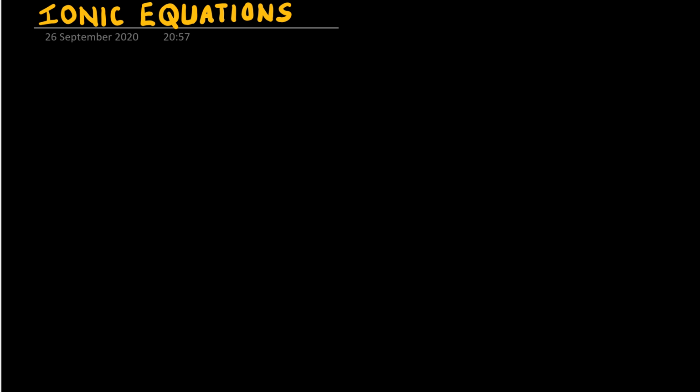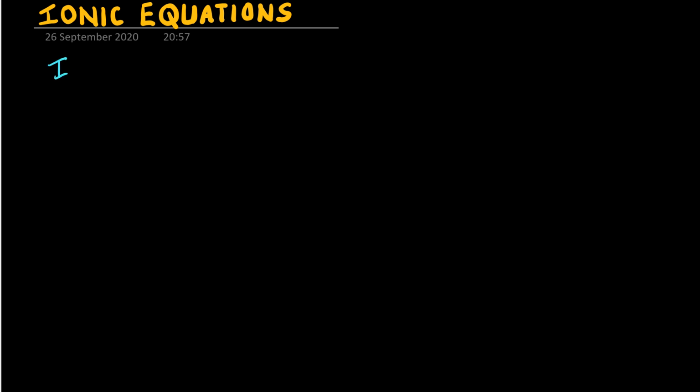So now, let me tell you what ionic equations are. Ionic equations are equations that show you the ions that are taking part in the reaction. First, let me tell you what ionic compounds are. Ionic compounds usually are compounds or substances that contain a metal and a non-metal.